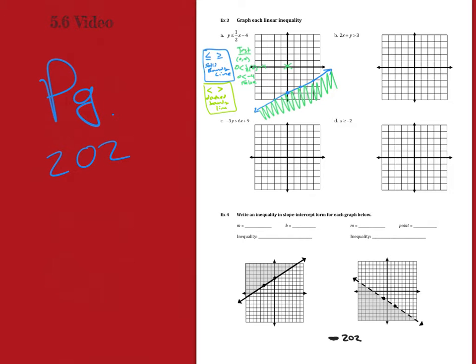In example B here, now it's not solved for y, so I'm going to do that first. Subtract 2x from both sides, and we get y equals negative 2x. Oops, not equals though. Y is greater than, start over, y is greater than negative 2x plus 3. Okay, so graph that, go to a y-intercept of 3, and then down 2 over 1.